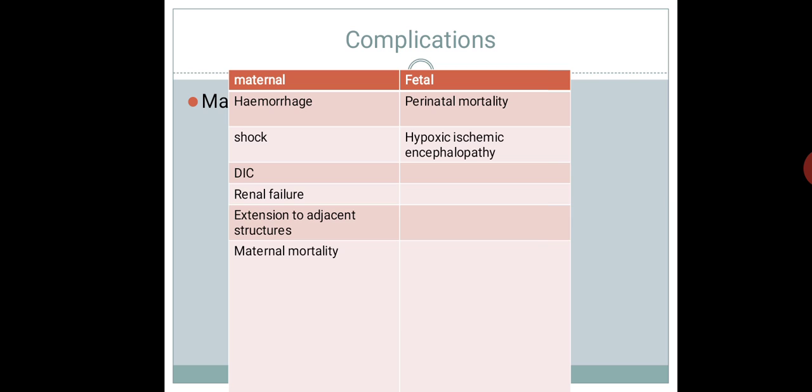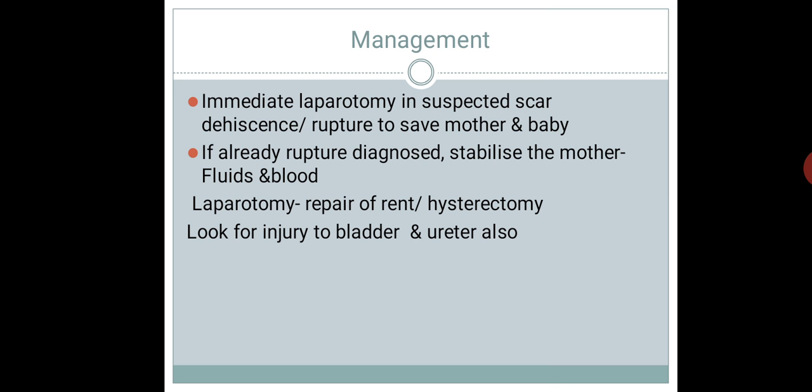Maternal complications like hemorrhage, shock, DIC, renal failure, extension to the adjacent structures, and maternal mortality. The fetal complications include perinatal mortality and hypoxic ischemic encephalopathy. Management, immediate laparotomy in suspected scar dehiscence or rupture to save the mother and the baby. If rupture is already diagnosed, stabilize the mother with IV fluids and blood. And laparotomy has to be done to repair the rent, or hysterectomy. Look for injury to the bladder and ureter.